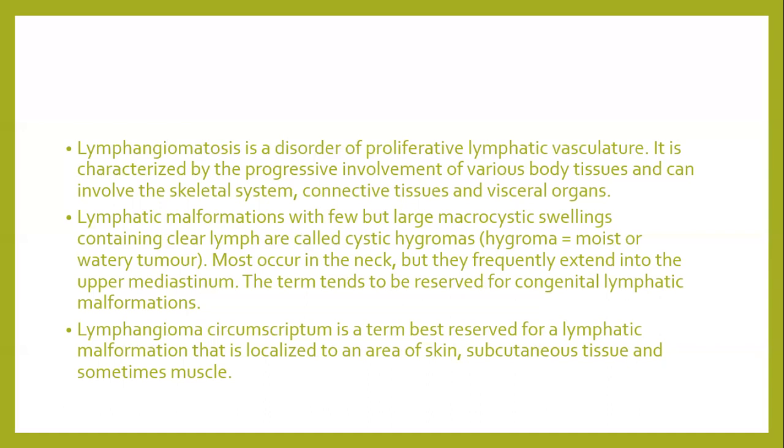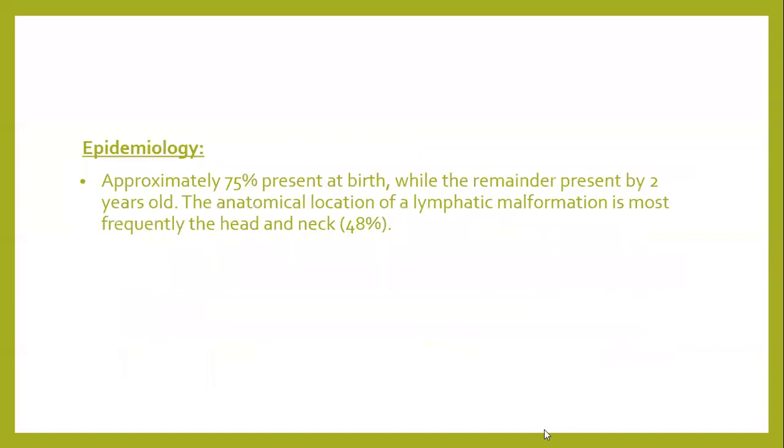Lymphangioma circumscriptum is a term that is best reserved for lymphatic malformations localized to an area of skin, subcutaneous tissue, and sometimes muscle. So lymphatic malformations like cystic hygromas are deep rooted, while lymphangioma circumscriptum is superficial, involving skin and subcutaneous tissue. That is why lymphangioma circumscriptum is small in size. Epidemiology: approximately 75% present at birth, while the remainder present by 2 years of age. The anatomical location of lymphatic malformation is most frequently the head and neck.